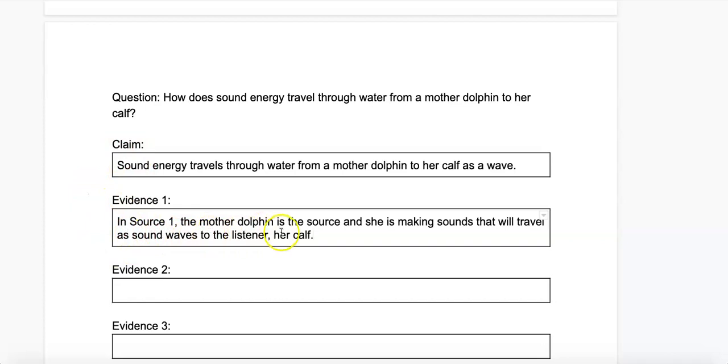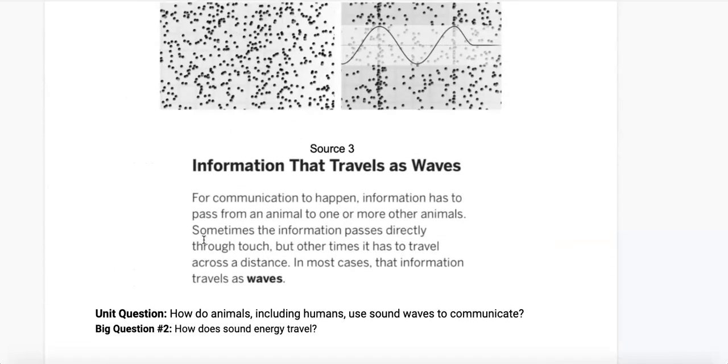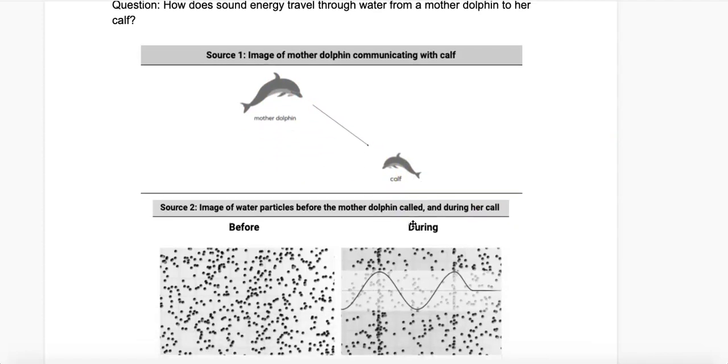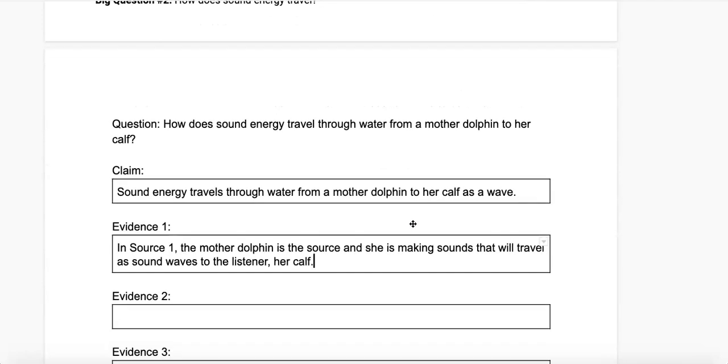In source 1, the mother dolphin is the source, and she is making sounds that will travel as sound waves to the listener, who is her calf. I know that again because they have this arrow telling me that the sound is coming from the mother dolphin, which means she is the source and he is the listener. And we know that that sound is traveling as sound waves.